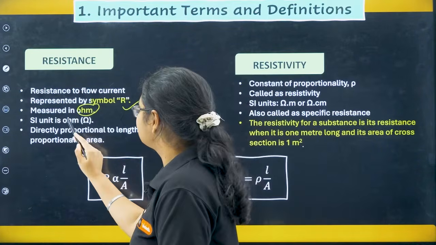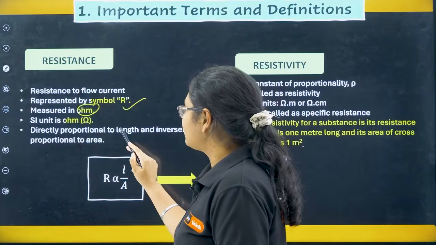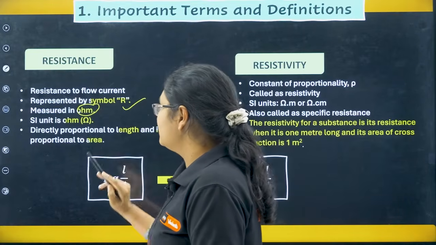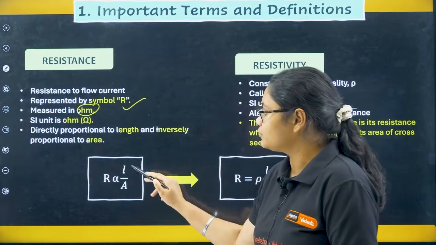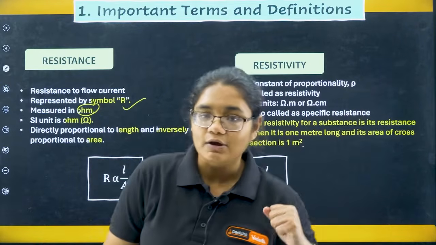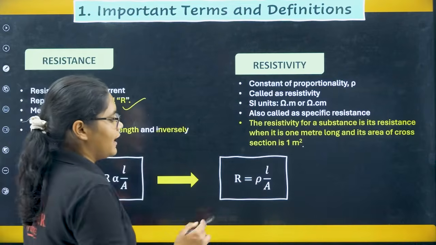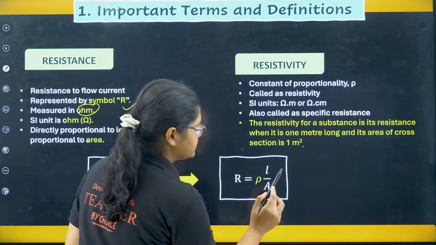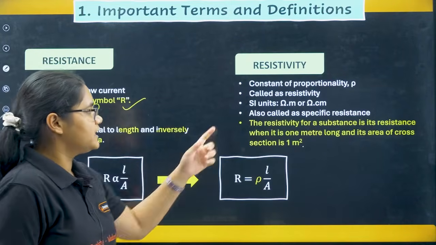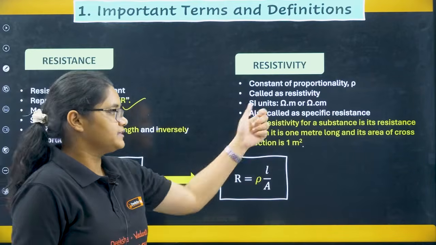The symbol of ohm is this omega, which we use, and resistance is directly proportional to length and inversely proportional to area, right? So R is proportional to rho L by A. This is the formula that you should know. Now to remove this proportionality, we multiply a constant, and this constant rho is nothing but resistivity. It is a constant of proportionality. It is called resistivity.